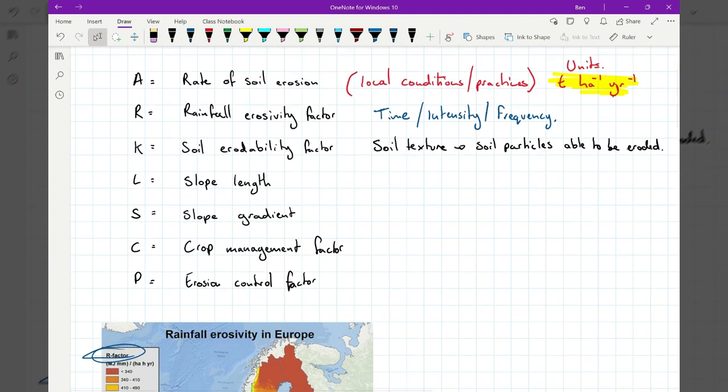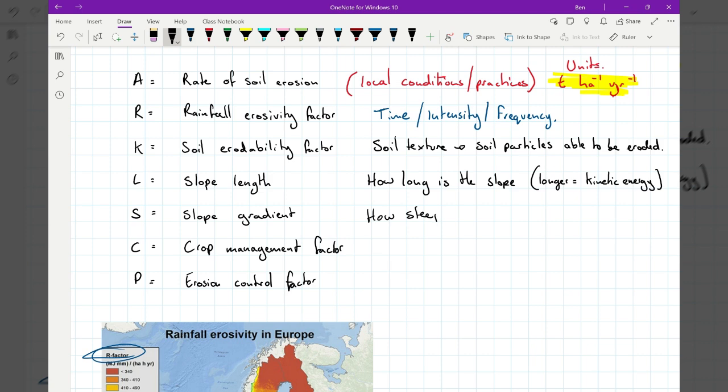Next one then is slope length. This is a question of how long the slope is. The longer a slope is, there's going to be a greater amount of kinetic energy in the water running along the surface, so that will have a higher erosivity factor. And slope gradient is how steep the slope is. Steep slopes, again, are going to have more kinetic energy.